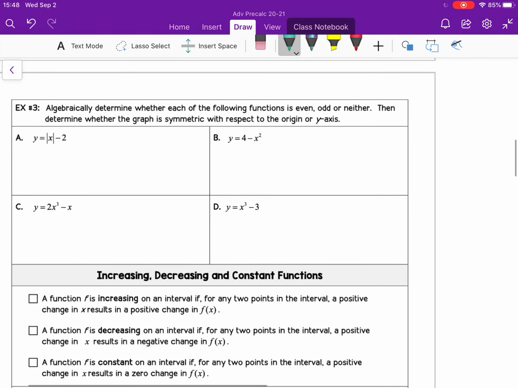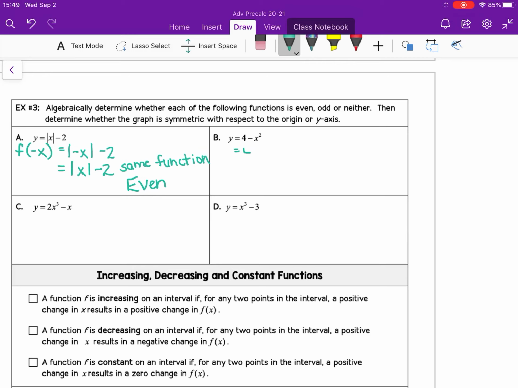What does this look like algebraically? Algebraically, you're going to test f of negative x. That means where there's an x, you're going to put negative x. In this example, what is the absolute value of negative x? It's the same thing as the absolute value of x. So therefore, it is even because that's the same function that we had originally. If I graph that, I would also see that it reflects.